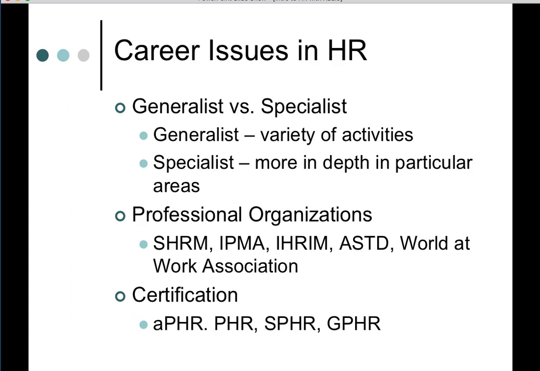In terms of professional organizations, the Society for Human Resource Management is the largest professional organization. There's also the International HRIM. There's the IPMA, ASTD, which is actually now the Association for Talent Development, ATD. There's also the WorldatWork Association. So there's a whole lot of professional organizations out there, including professional organizations for people who are involved in compensation as well. SHRM is the most prevalent, the largest professional organization.